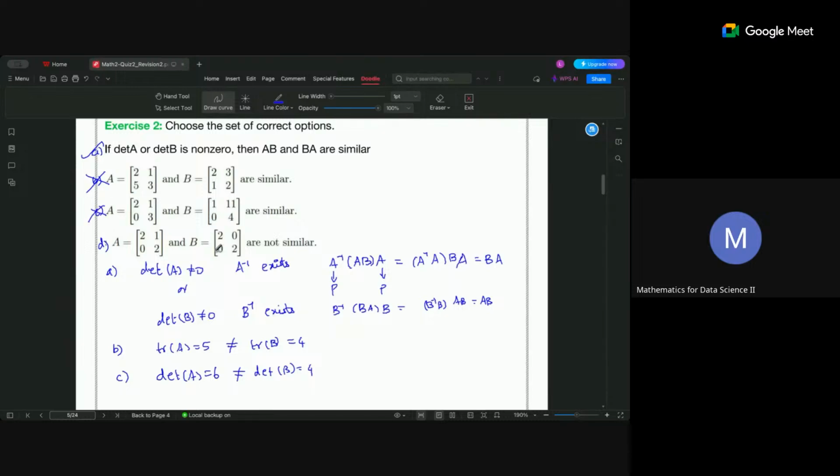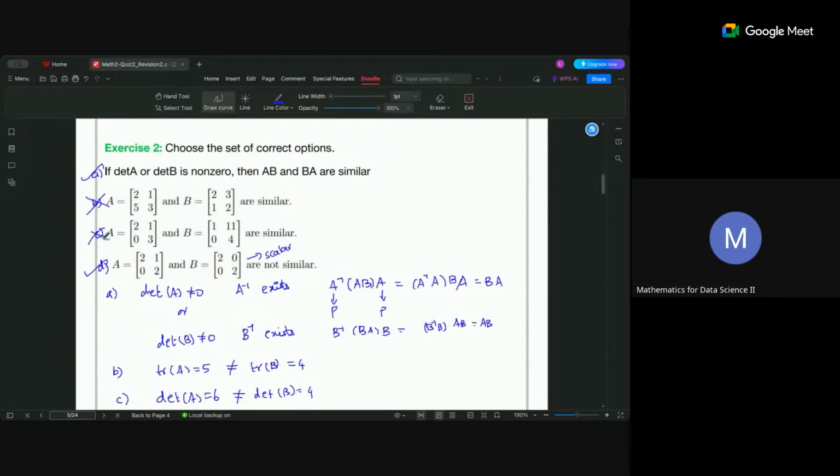What about the last case? This is something which we already discussed. Trace is the same, determinant is the same, rank is the same, but they are not similar. Why? Because B is an identity scalar matrix. So a scalar matrix is similar only to a scalar matrix. So A and B are not similar, which is true. Correct? Okay, fine.